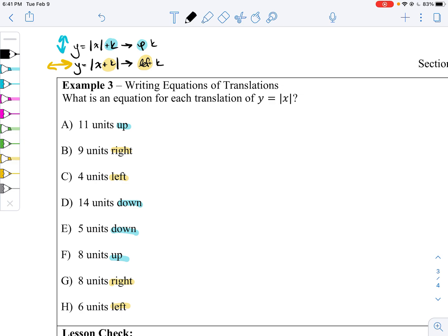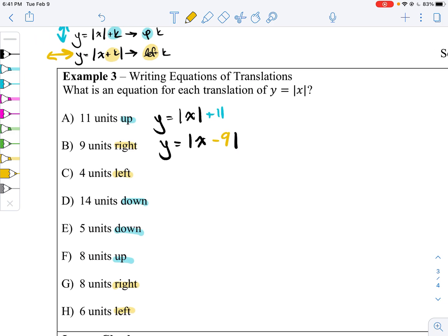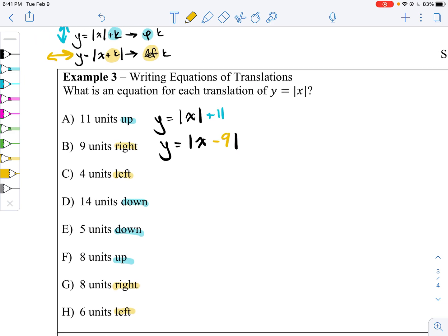Okay, so up means y equals the absolute value of x, and then we need to add 11, plus 11. Then since we go right to left, y equals the absolute value of x, and then inside, we're going to the right, which is the opposite of left, so we need to have a -9. Got it? Okay, do the rest, and I will write answers for you. Ready, set, go.